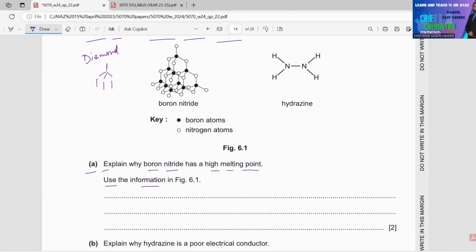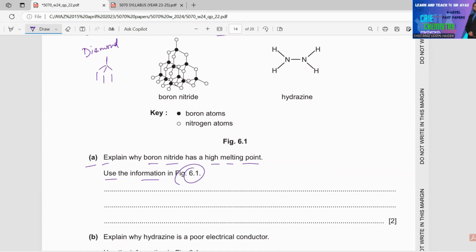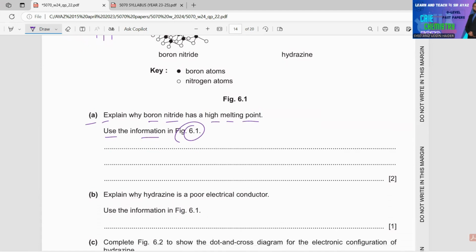A, explain why boron nitride has a high melting point. Use the information in figure 6.1. So in the 6.1, they have already mentioned the structure resembles diamond. So you will start with this statement: giant structure with many or strong covalent bonds.